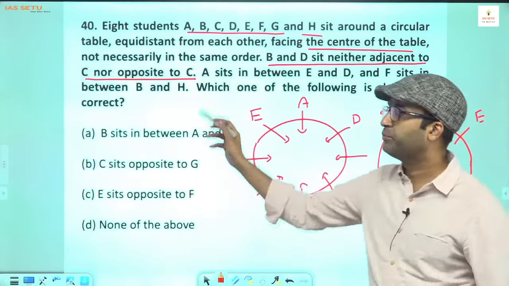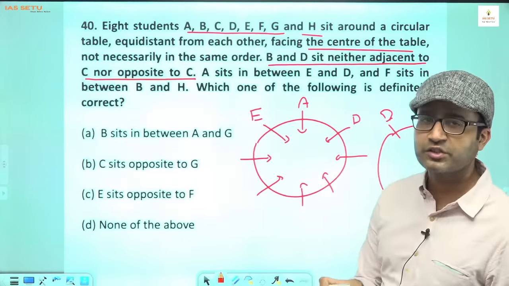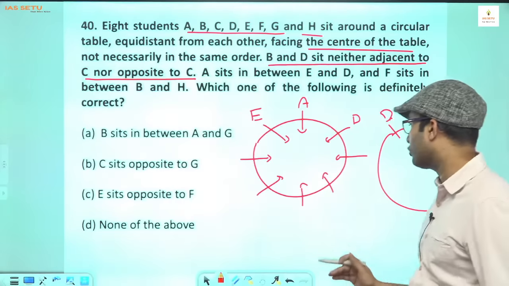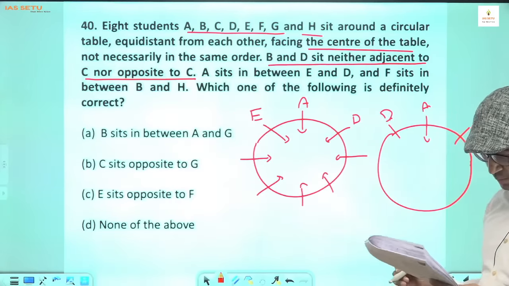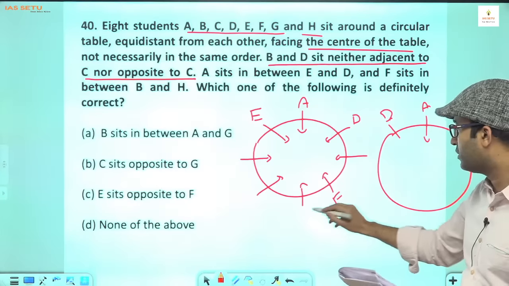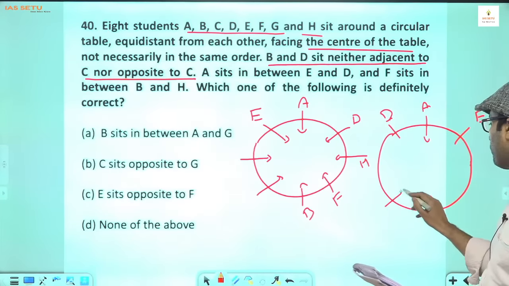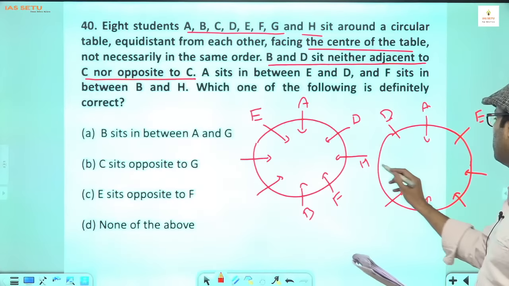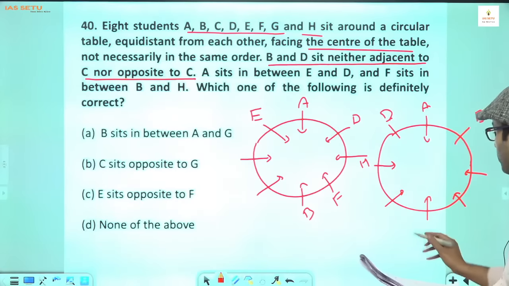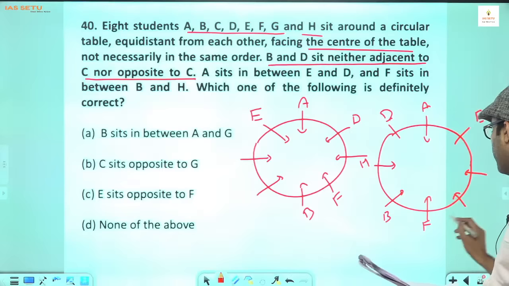F sits between B and H. Here there is nothing clearly mentioned, so you have to take different possibilities. One possibility is formed here: I take F here, B here, H here. I take one more possibility, F here, B here, H here.